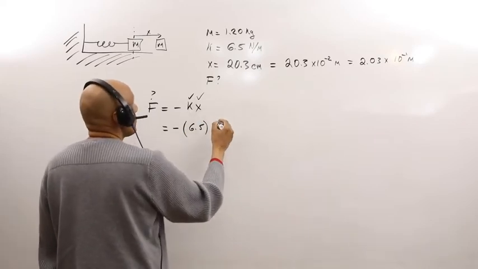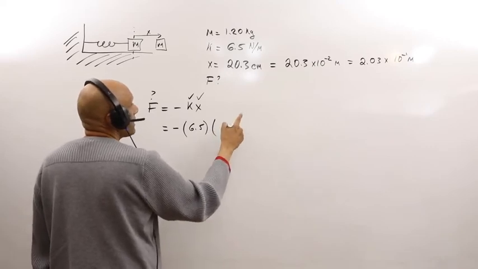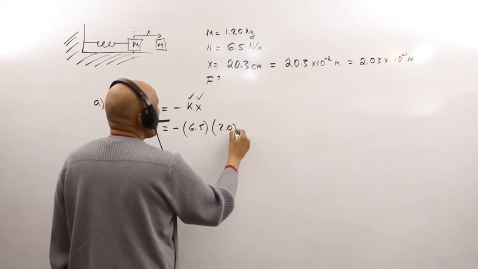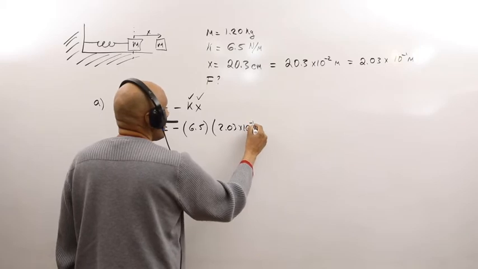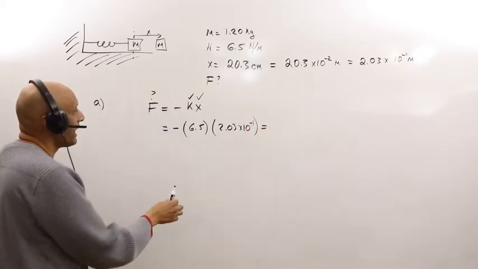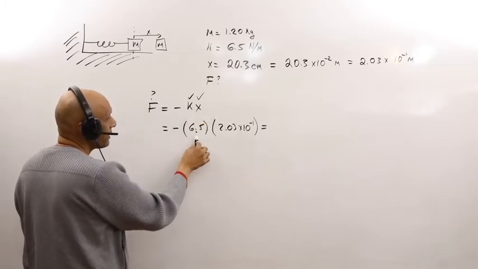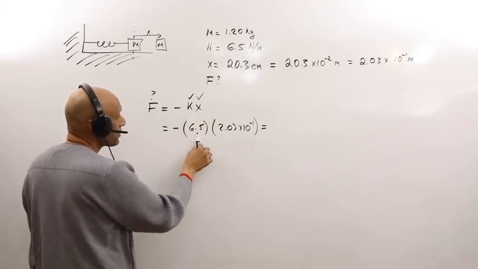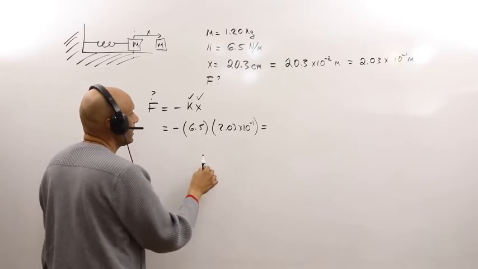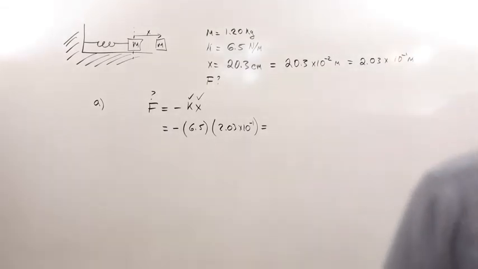So it's 6.5. There's a minus in here, right? And x is given by 2.03 times 10 to the minus 1. Now a couple of things. Whatever the answer is, do you notice all these numbers have 2 significant digits and 3 significant digits, so the answer is going to be in 2 significant digits. So actually I do have a calculator here, so let me just plug these things in.